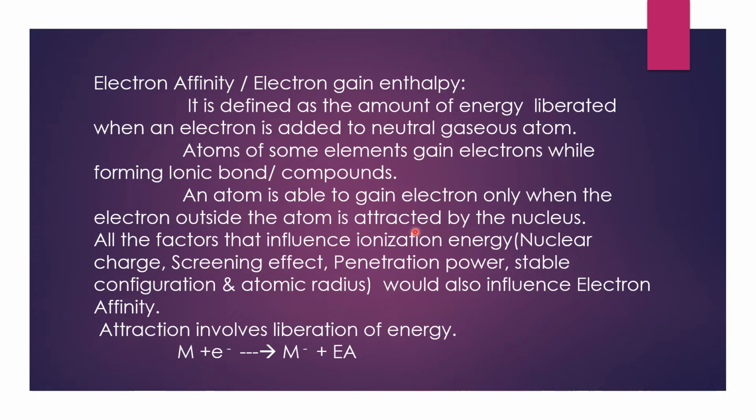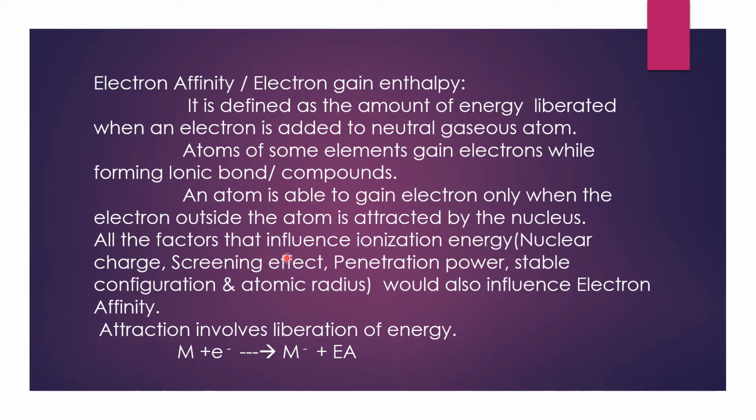For example, consider a chlorine atom involved in bond formation. So this chlorine atom, when it gains an electron from the other atom, not from the same chlorine atom, when it gains an electron from the other atom, that is outside the chlorine atom, then a certain amount of energy is released, and this is known as electron gain enthalpy.